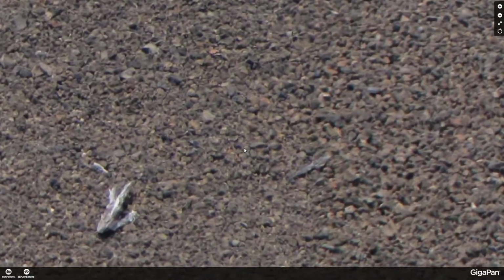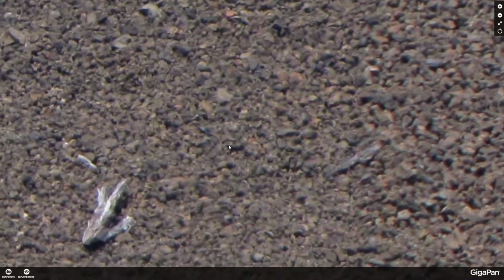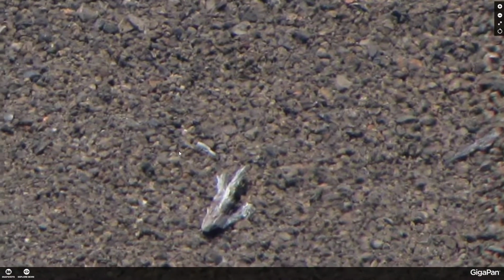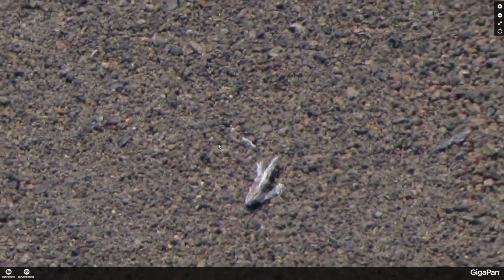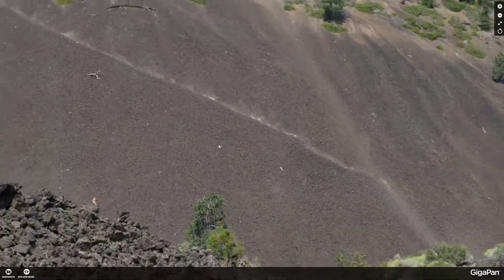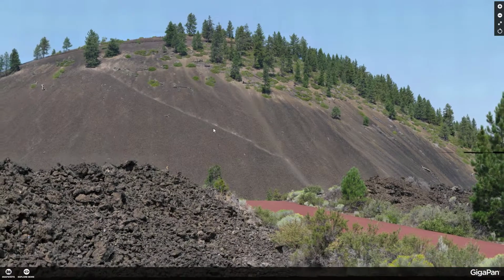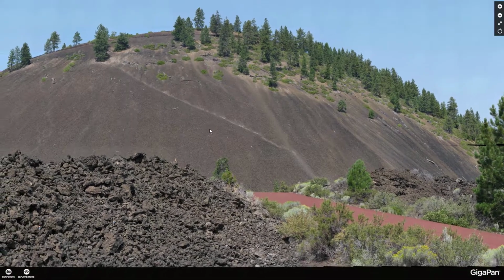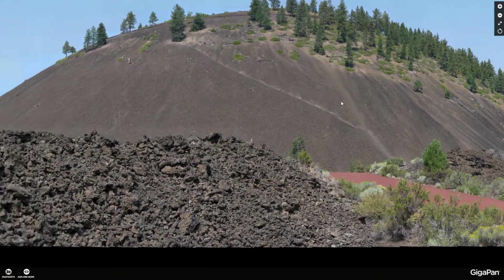Isn't this crazy? So close. Cinder cone volcanoes are actually just composed of like a pile of rocks. They're called cinders, and they're not particularly high. Cinder cone volcanoes don't get to be more than about 200 feet high. This particular one had a cool lava flow.